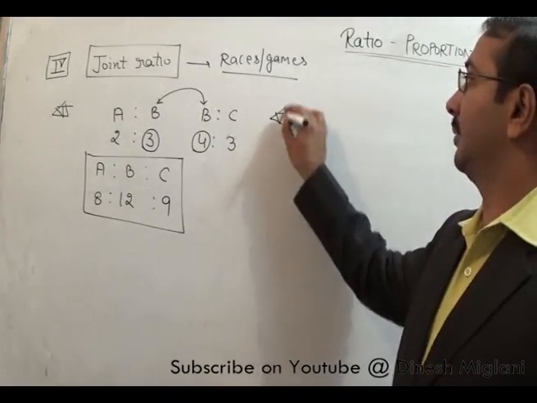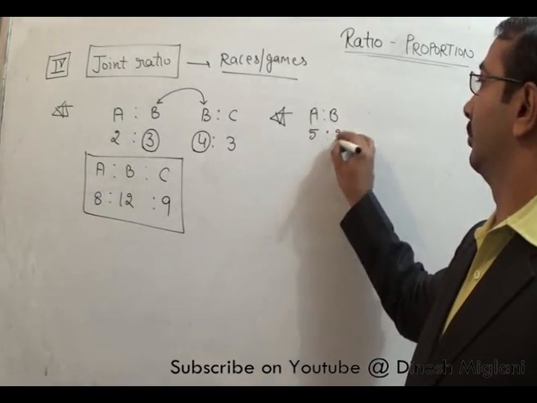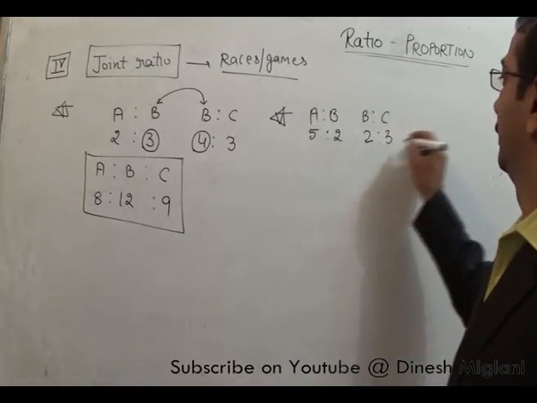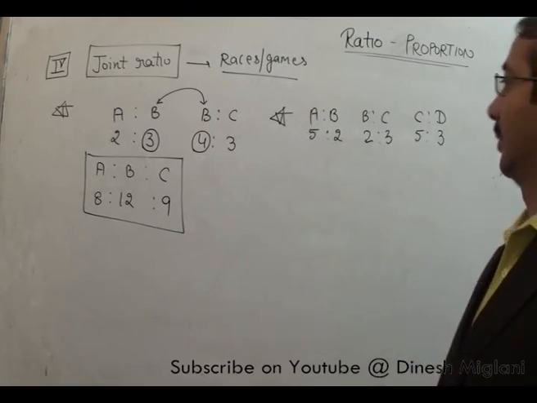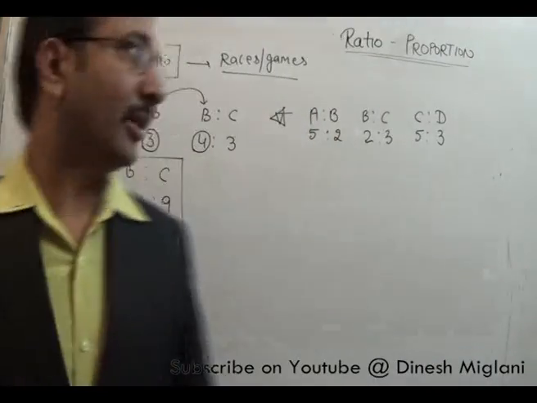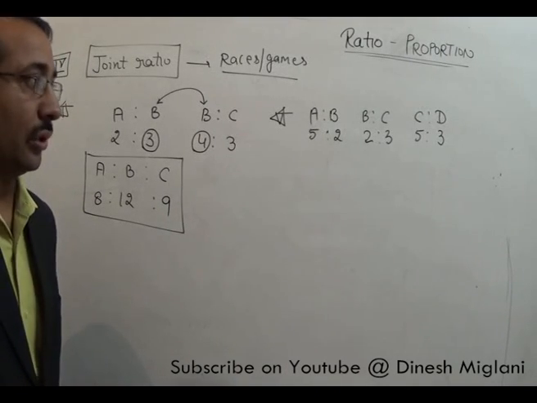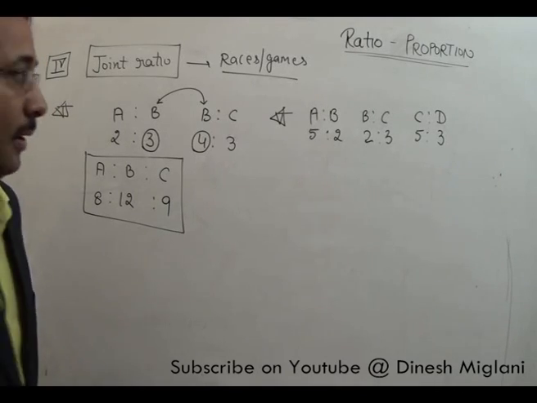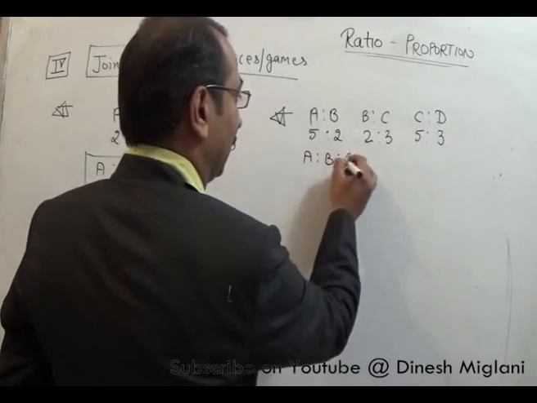Let me answer one more statement. A ratio B is 5 ratio 2, B ratio C is 2 ratio 3, C ratio D is 5 ratio 3. What is given to us? A ratio B is 5 ratio 2, B ratio C is 2 ratio 3, and C ratio D is 5 ratio 3. We have to answer what is the joint ratio of A ratio B ratio C ratio D.